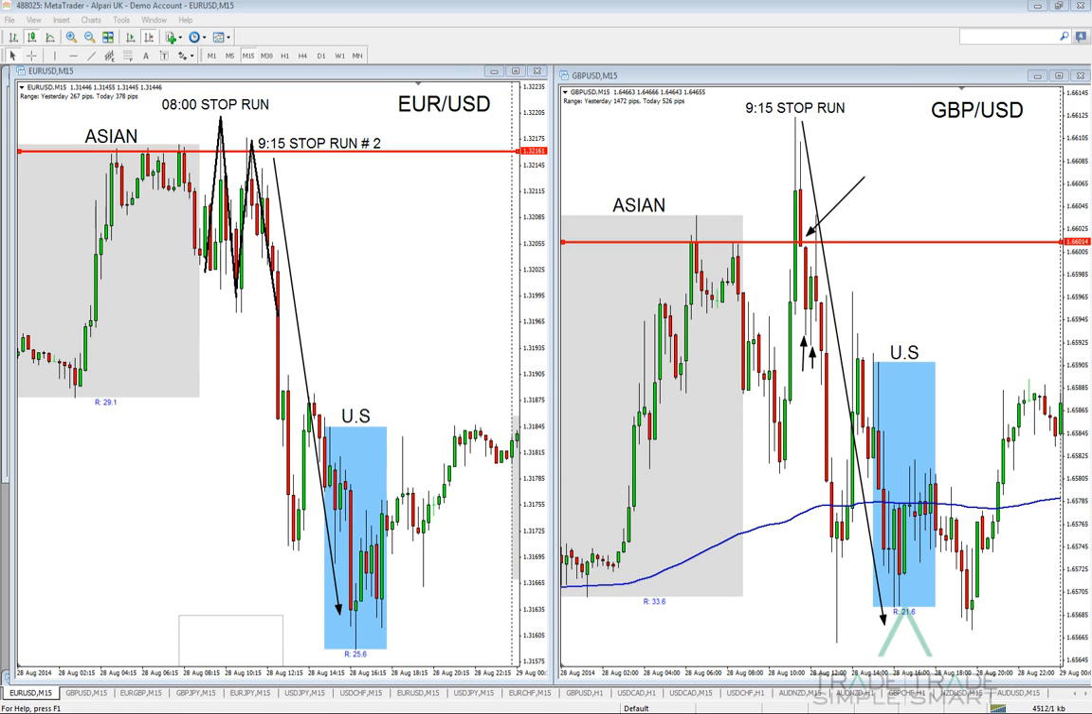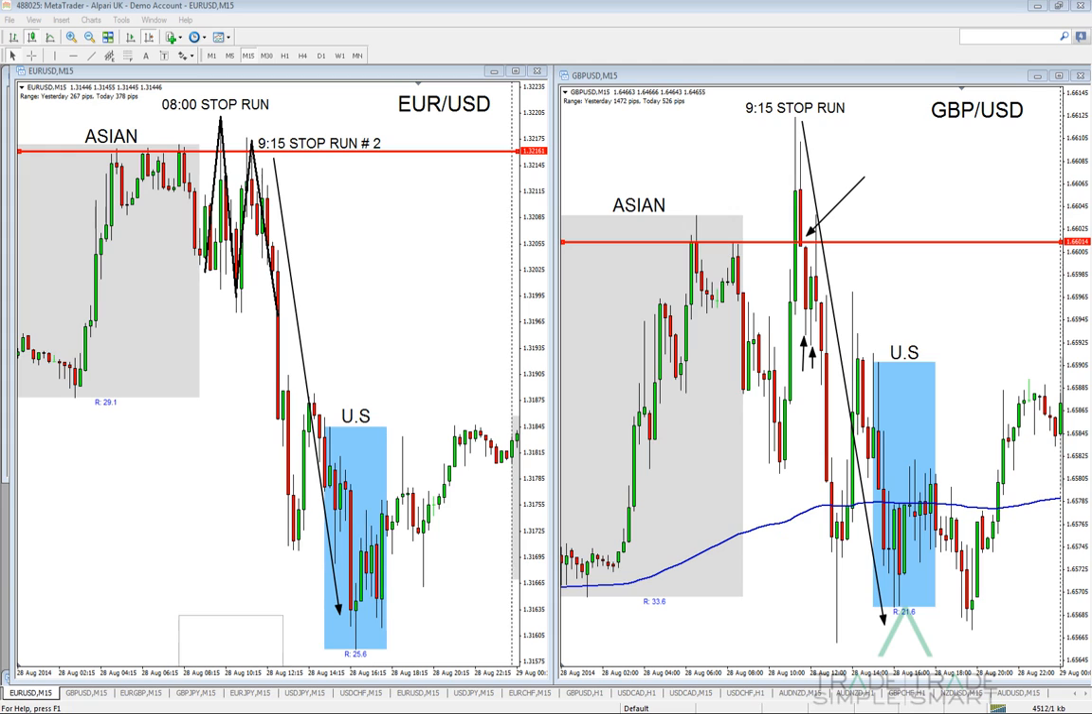Okay, so very simple and straightforward. You're simply looking for two correlated pairs that have stop runs at identified areas of potential deep liquidity taking place within a relatively narrow time frame. Now the time doesn't have to be exact.